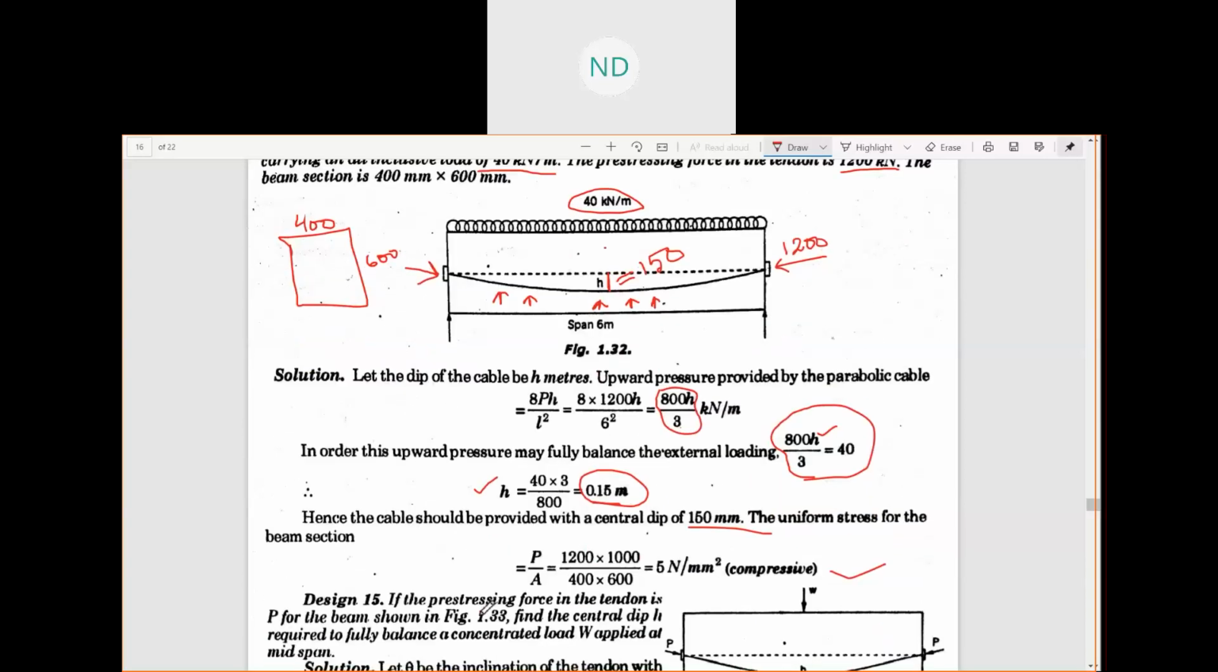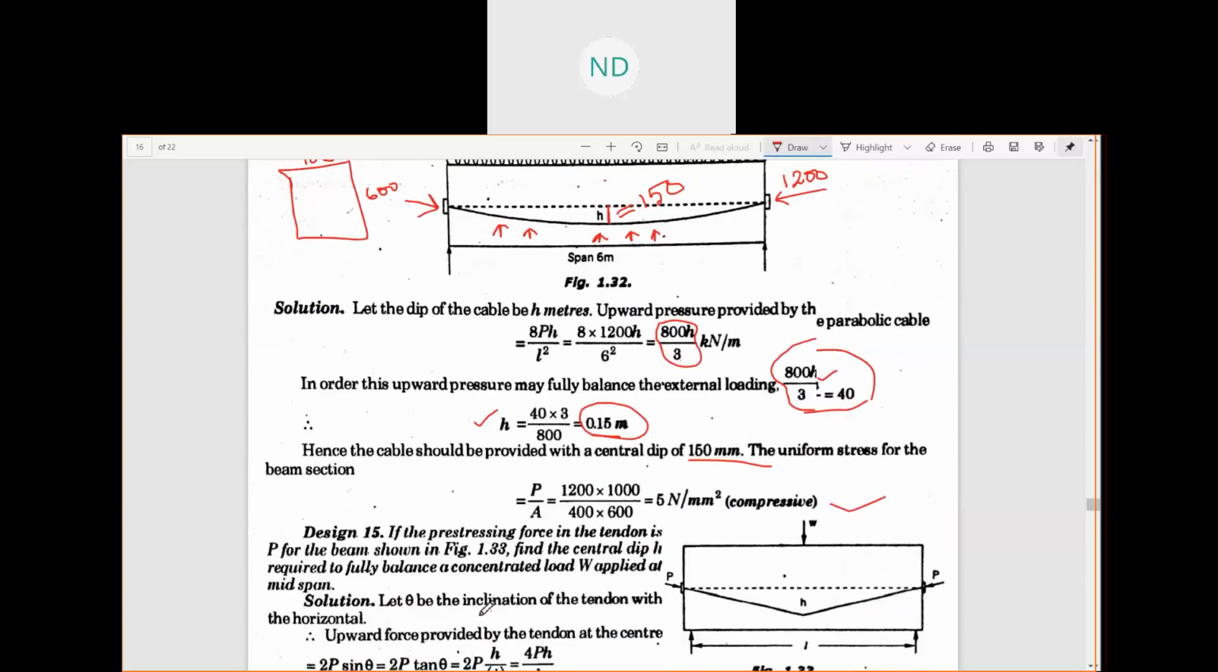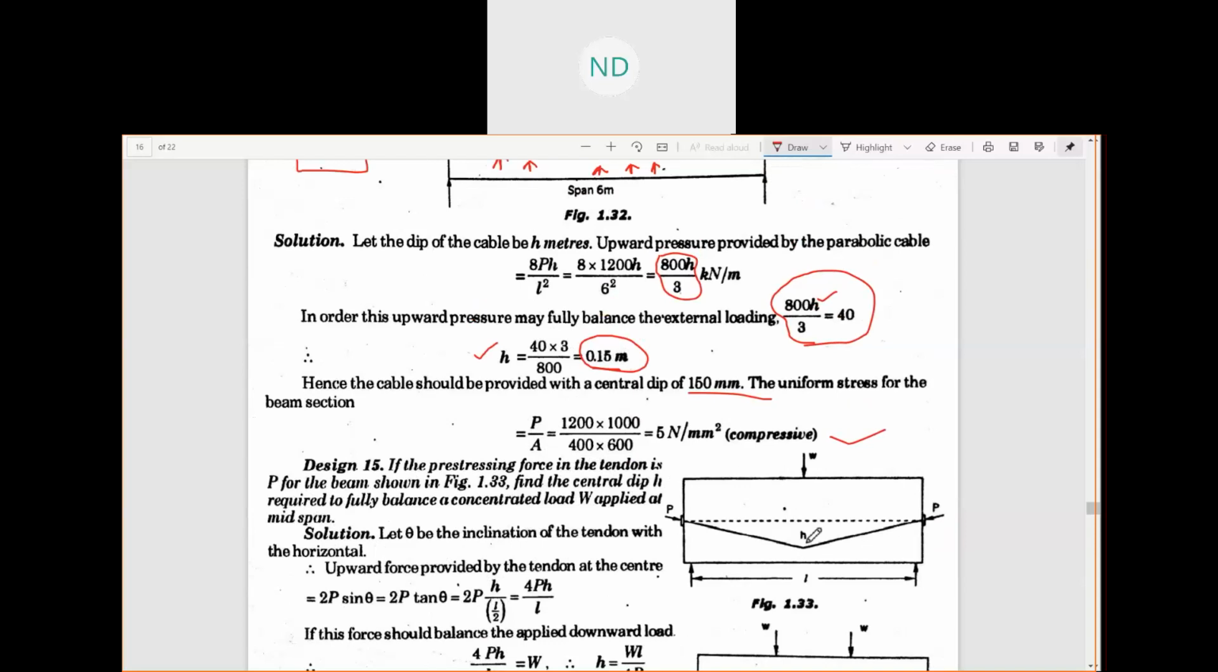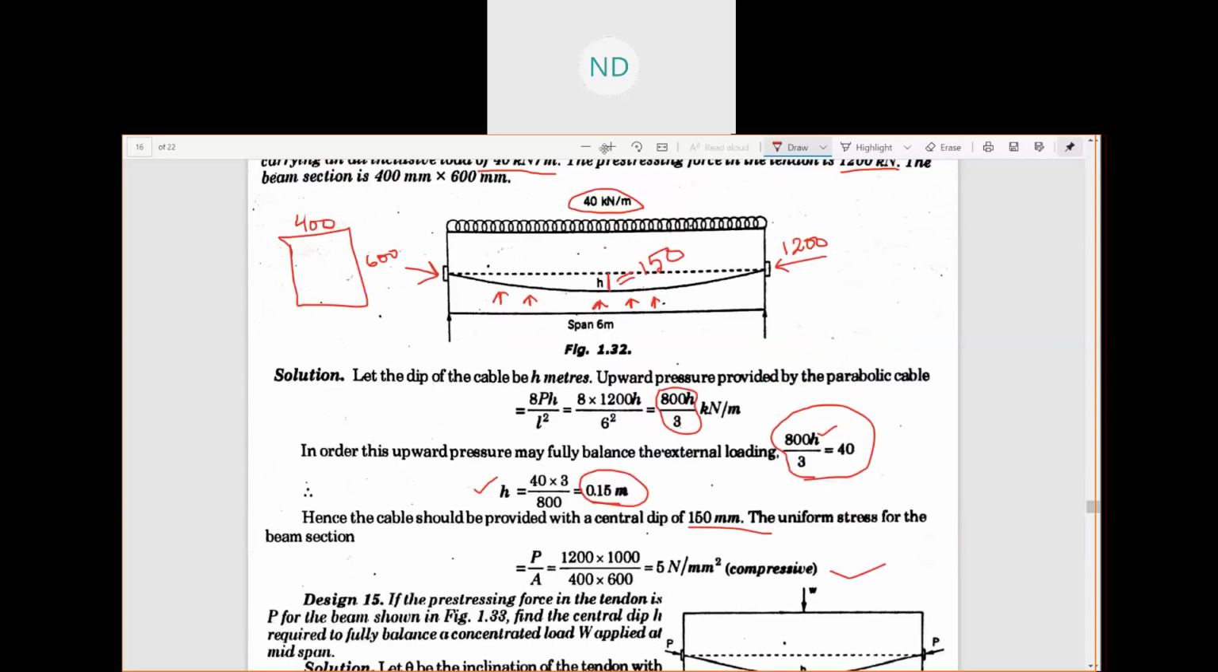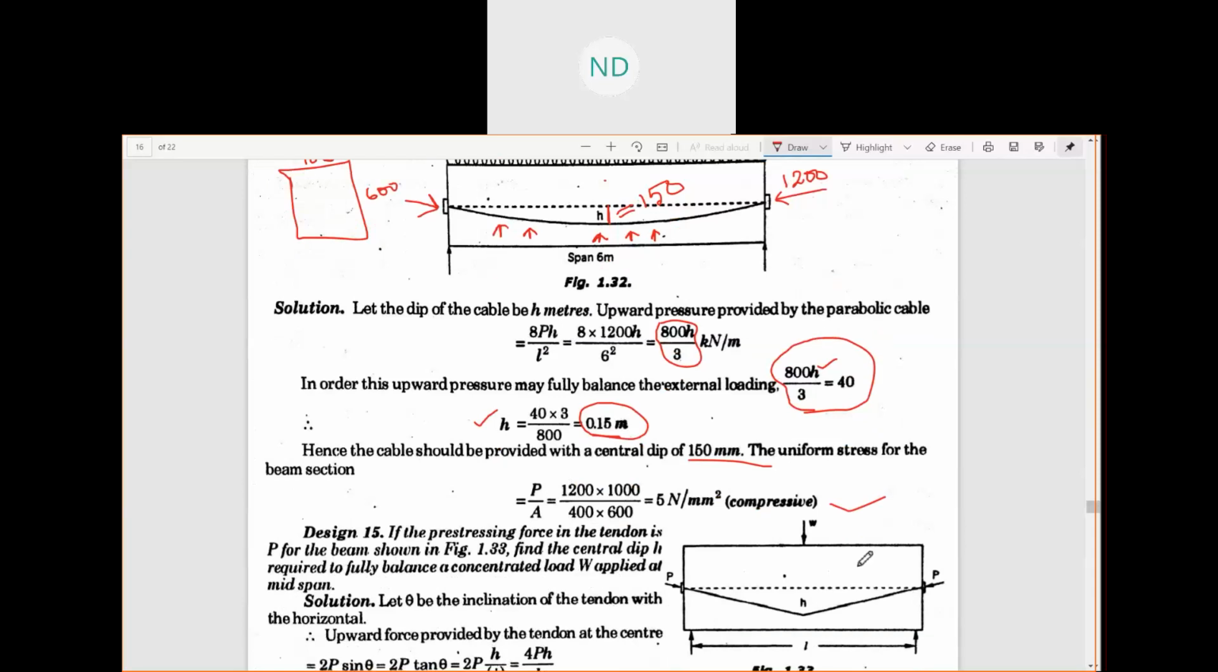Okay, then we can take another question on this. Suppose this is now a triangular profile. That was a parabolic profile, and now if your tendon has a triangular profile, you know what your dip will be. How can you calculate it? Same concept: you have to equate the downward load and the upward load, and you know what your upward load is in triangular profile tendons. This upward load is 2P sine theta, you already know that. We have done problems on this too.